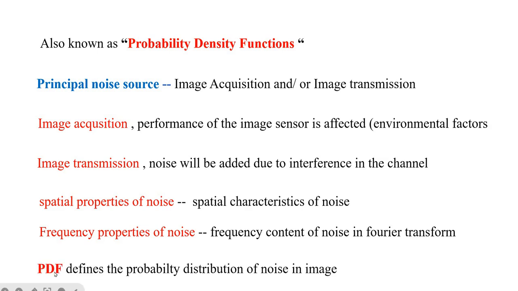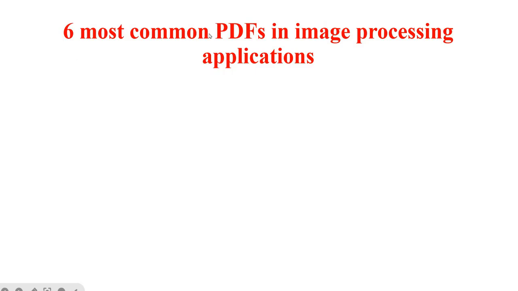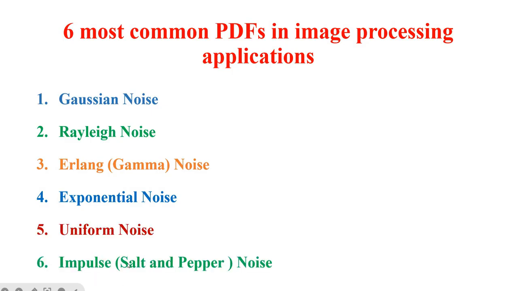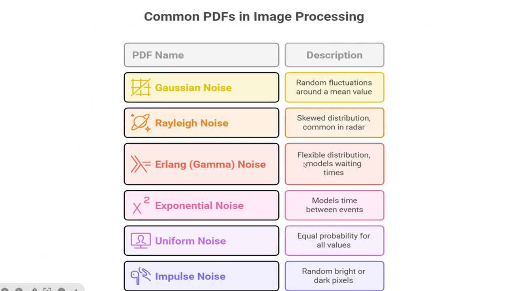So the probability density function, PDF, defines the probability distribution of noise in an image. Here we'll discuss the 6 most common PDFs in image processing applications: the Gaussian noise, Rayleigh noise, Erlang or gamma noise, exponential noise, uniform noise, and the impulse or salt and pepper noise. This is the diagrammatic representation of the 6 types of PDFs which we'll be dealing with.